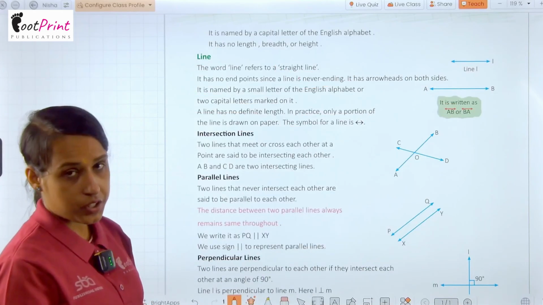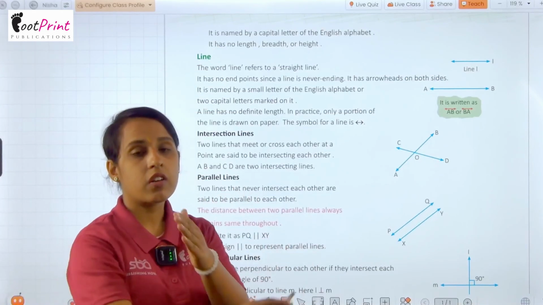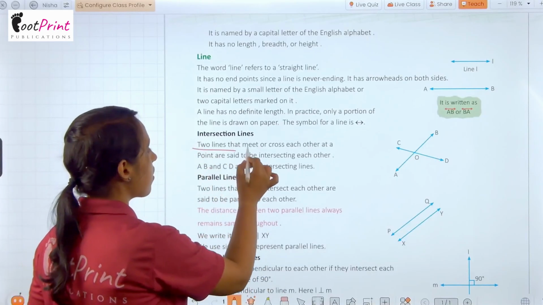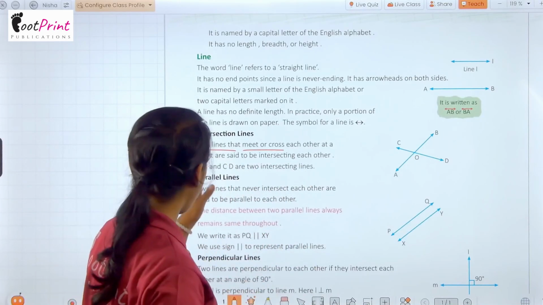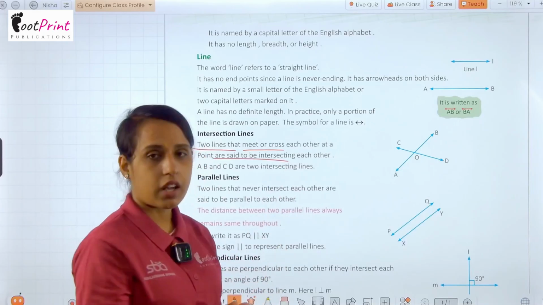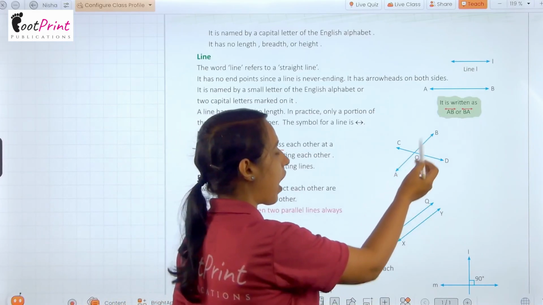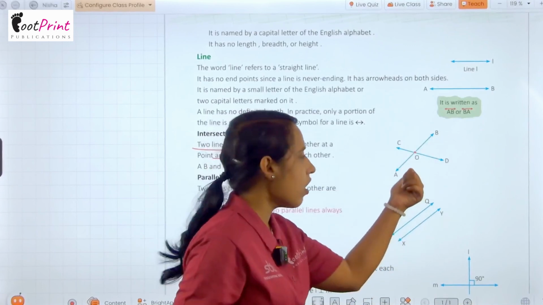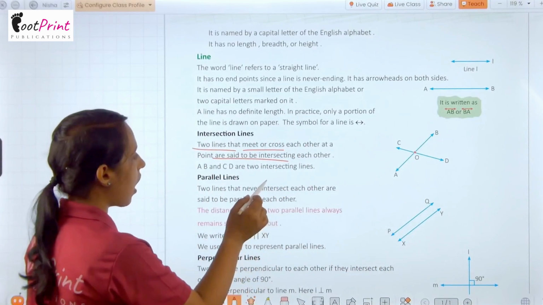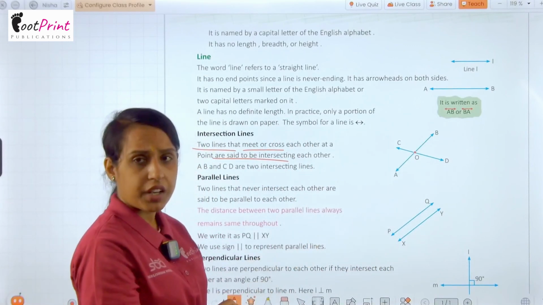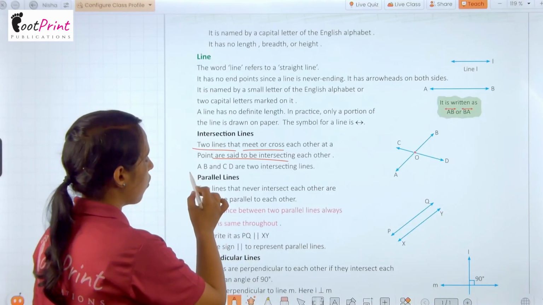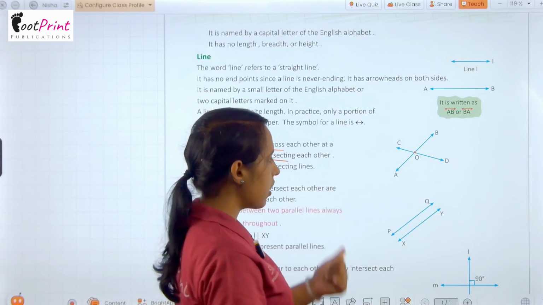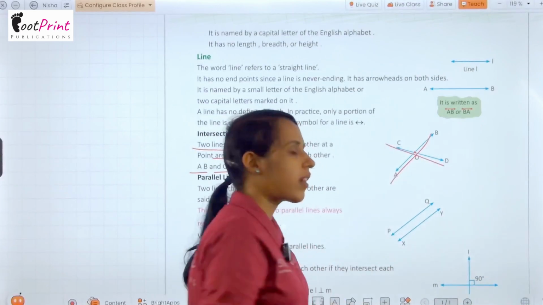Now we have intersecting lines. Intersecting lines means two lines that intersect each other. Okay, so two lines that meet and cross each other at a point are said to be intersecting each other. So here we have two lines that are intersecting or crossing at a point. So these are the intersecting lines. Here we can say AB and CD are two intersecting lines. This one AB and CD.